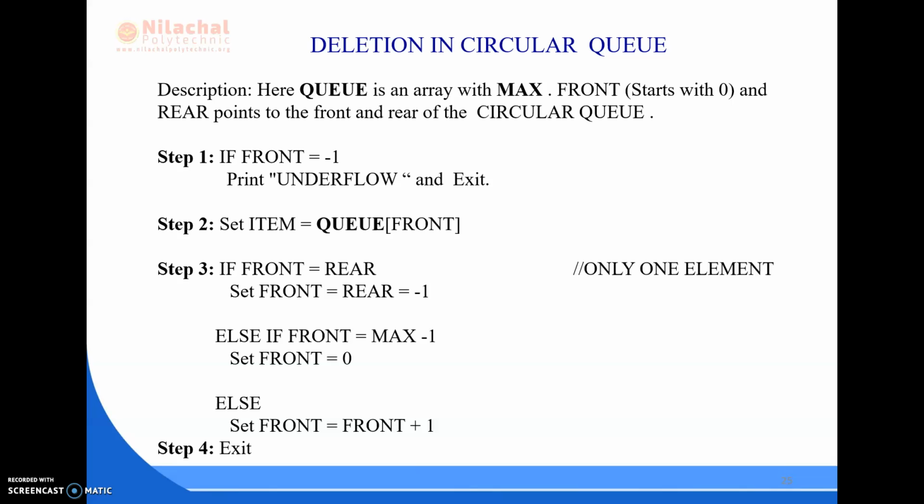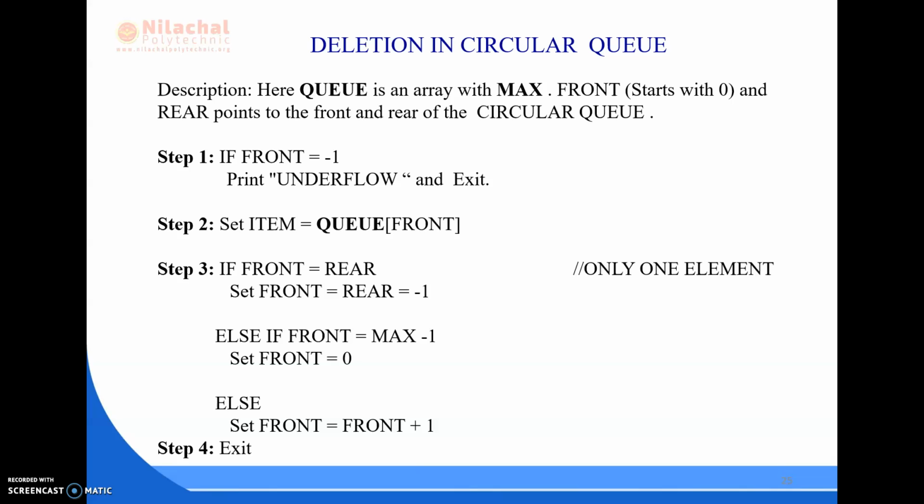So let's come to step 3. In step 3, the first condition says that there is only one element in the circular queue. So when there is only one element, the condition is if front is equal to rear. When front is equal to rear, that means there is only one element present, so we are able to delete that one element. When we delete that one element, we need to set front and rear equal to -1.